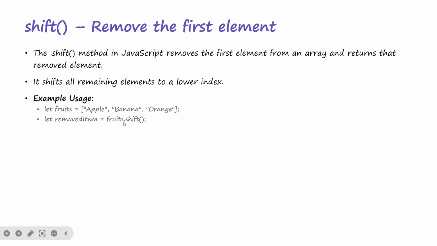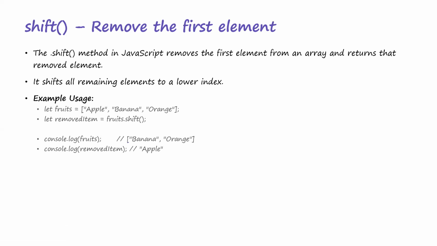So when we call this fruit.shift method, apple will be removed. When apple is removed, banana will now occupy the 0 index position, because apple has been removed and the whole array is rearranged. So banana will go down to 0, orange will go down to 1. That's what we mean here: it shifts all remaining elements to a lower index. It's just the same thing as the pop method, the only difference is the location where they perform their operation.